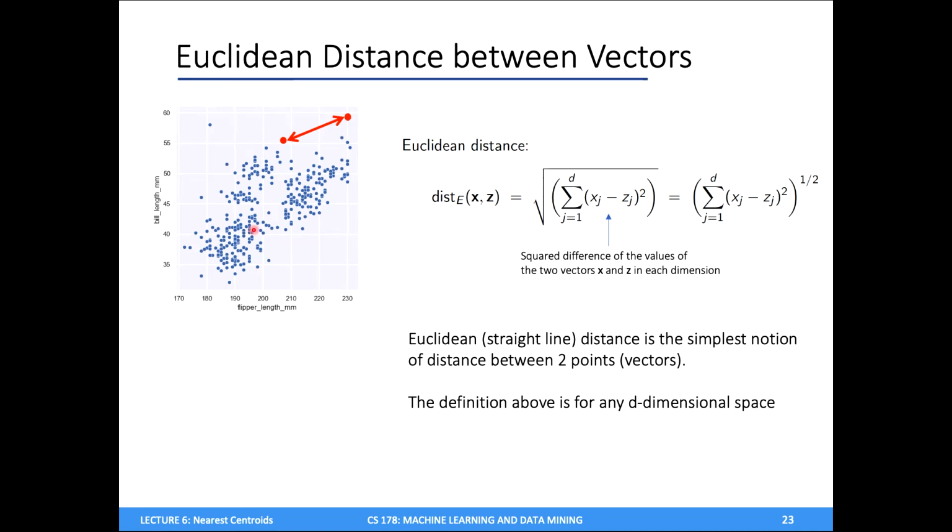Yeah, exactly. So for the purposes of illustration, I'm showing you the distance between two-dimensional feature vectors, but this formula works for an arbitrary number of features.